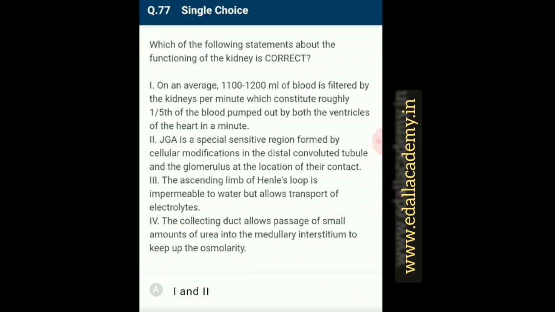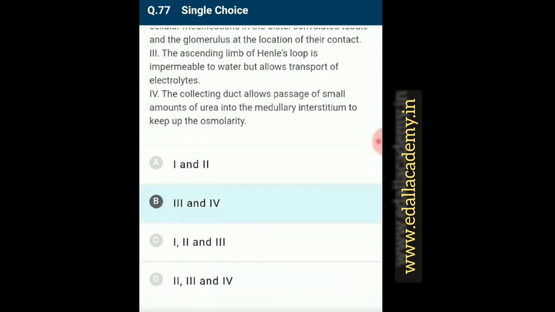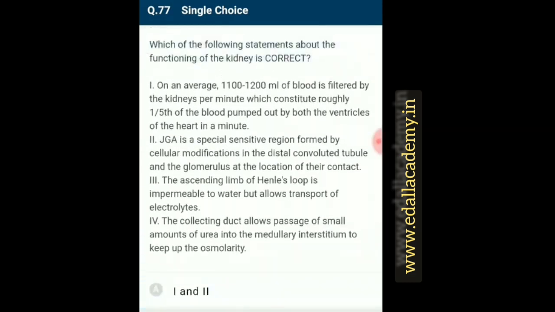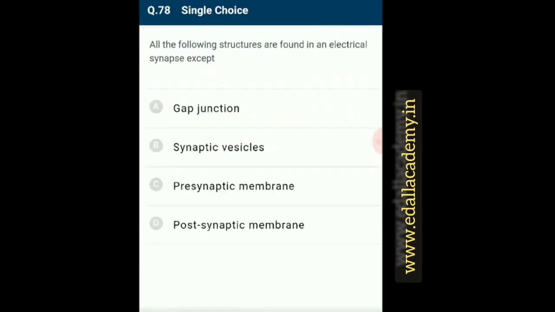The ascending limb is impermeable to water but allows transport of electrolytes actively or passively. Therefore, as the concentrated filtrate passes upward, it gets diluted due to the passage of electrolytes to the medullary fluid. So the answer is option B. From the given four statements, the third and fourth statements are correct about the functioning of the kidney. Question number 78.